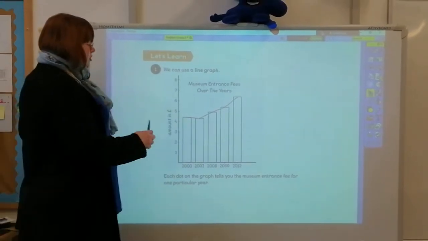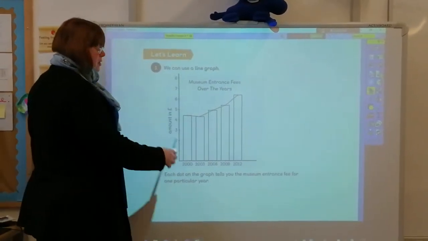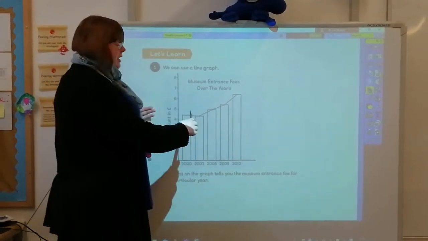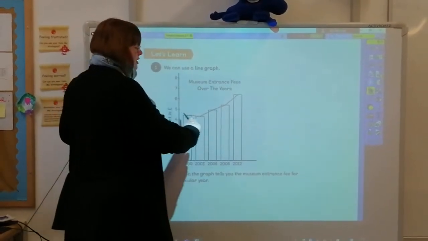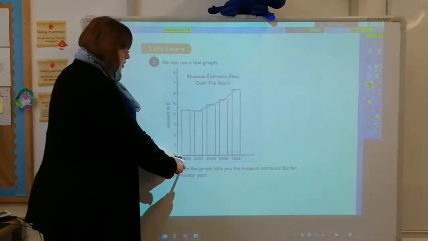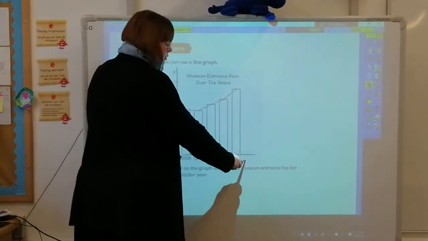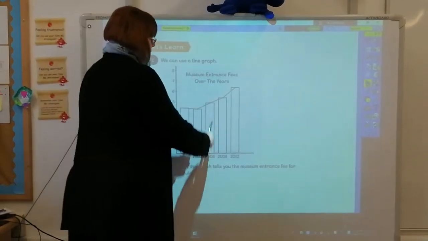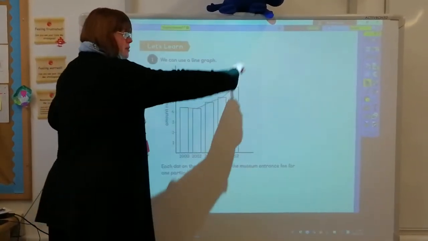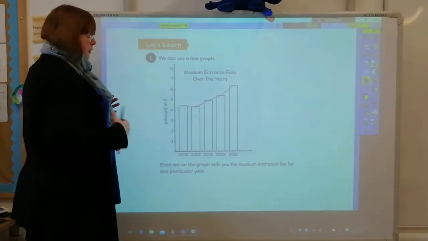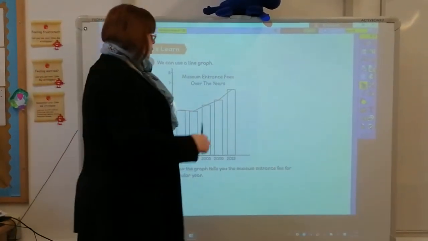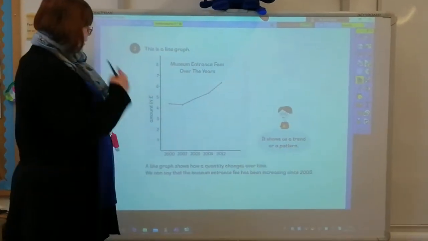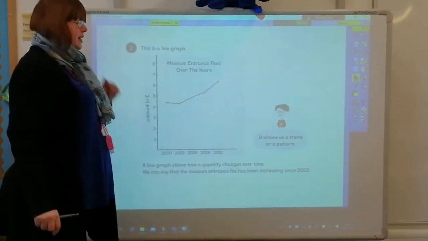Okay, each dot on this graph tells you the museum entrance for a particular year. The reason we use a line is because this data is continuous. It's going from 2000 all the way to 2012. It's not just somebody did this, somebody did this. It's a continuous changing thing. Okay? So, without the bars on, it looks like this. So this is a line graph.